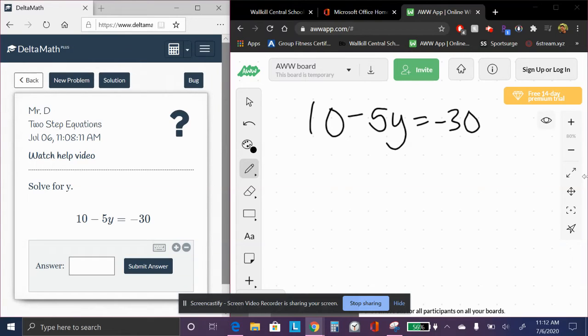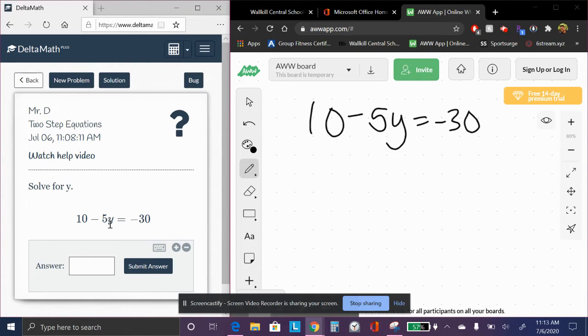In today's video, we are going to be learning how to solve two-step equations. So just a reminder on what an equation is. An equation is a sentence. In this case, this would be an equation, a mathematical sentence that has an equal sign. So whenever you see that equal sign, that signifies it's an equation.